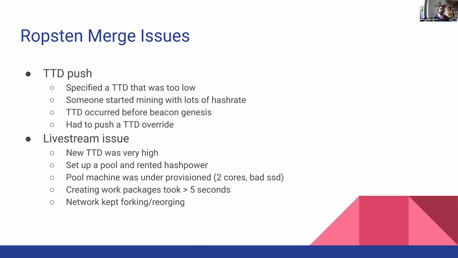There were some issues beforehand, and we had to do a TTD override. Basically, we specified a TTD that was too low, and someone started mining the chain with a lot of hash rate, and so the TTD occurred. The merge occurred before we even started the beacon chain, so we couldn't do anything, and we had to push a TTD override to a very high value. And then when we were sure the beacon chain was started and running and had the Bellatrix fork, we specified the correct TTD and pushed out another release, and then the merge happened.